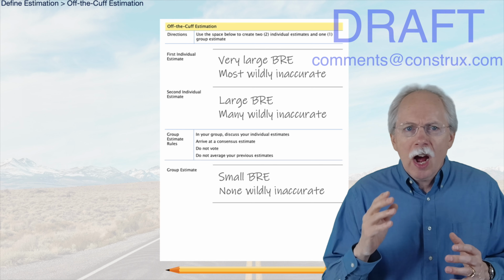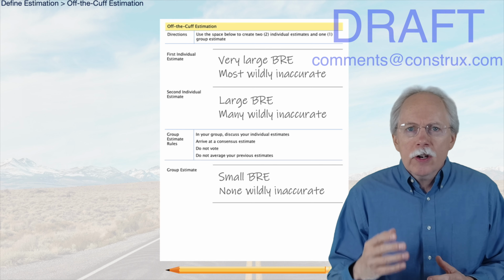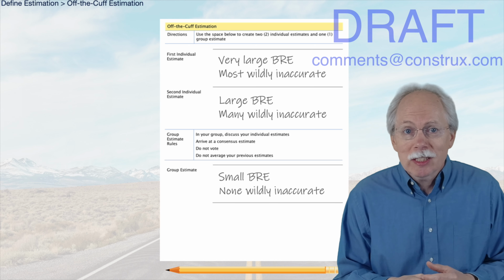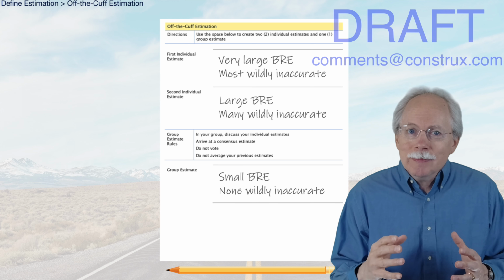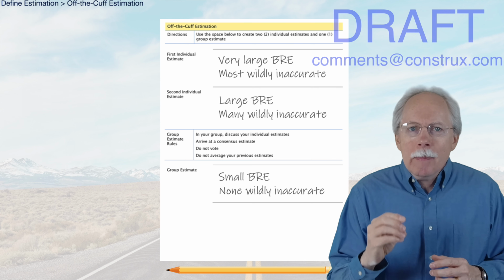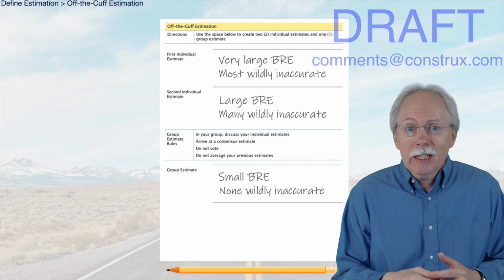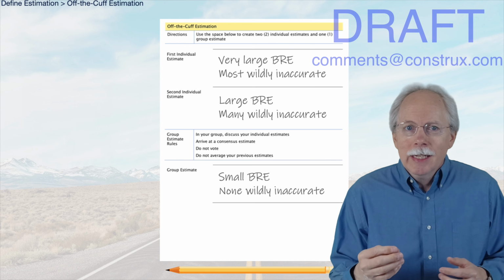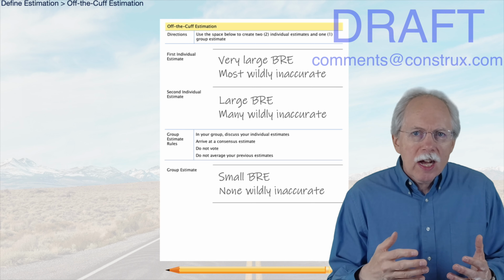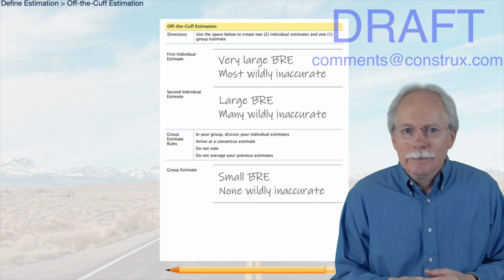What we discover here are some interesting things. First, when we do this exercise, we can gain some insight into our estimation behaviors. Because with that first estimate, the wildly large BRE one, what we tend to see is that people are just guessing on very limited information. They don't know. This is very common in the real world. We often make estimates off the cuff without the complete picture.